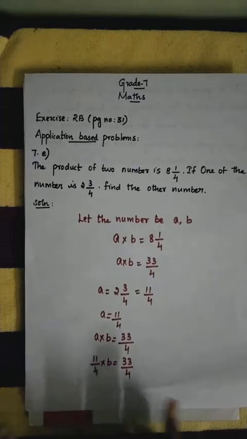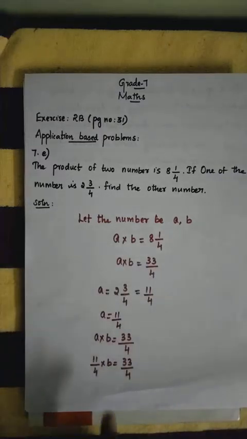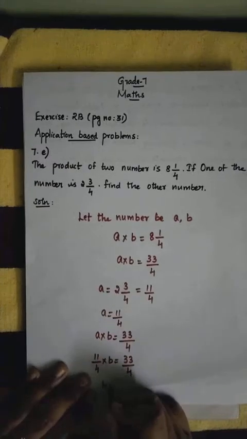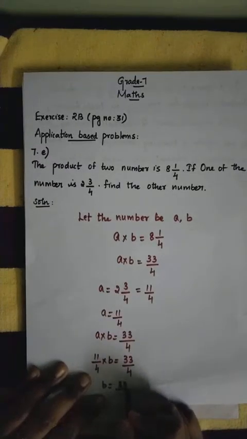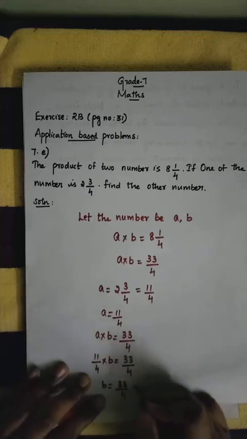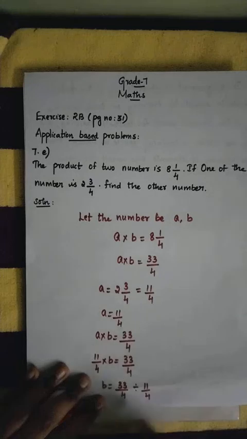So keep the variable on one side and take the fraction to the right side. Only keep the variable on the left side. Take the 11 by 4 to the right side. So b is 33 by 4 and 11 by 4 is in multiplication. When you take it to the right side, this multiplication will change into division. Clear? Understand?